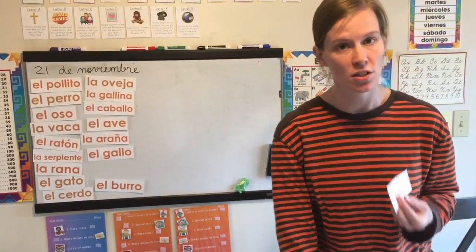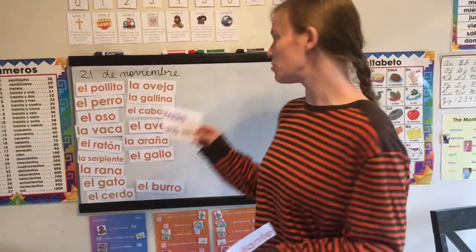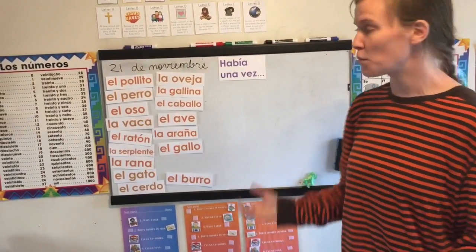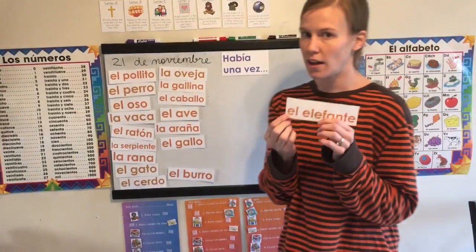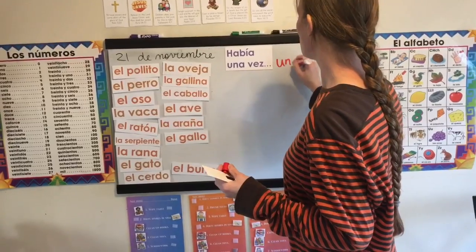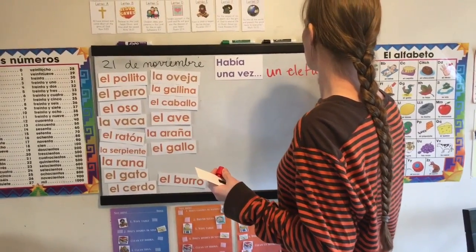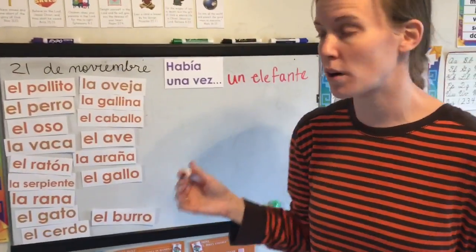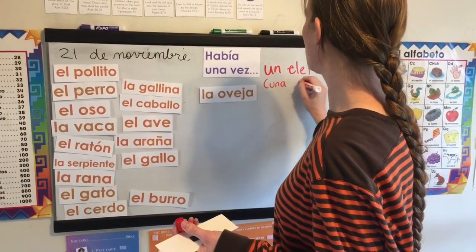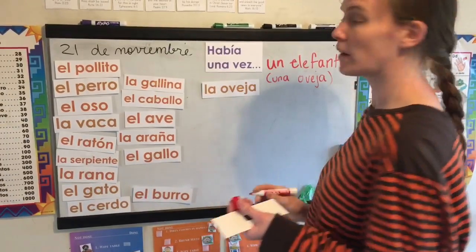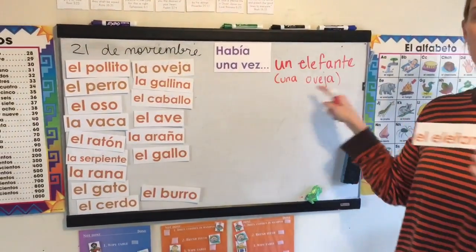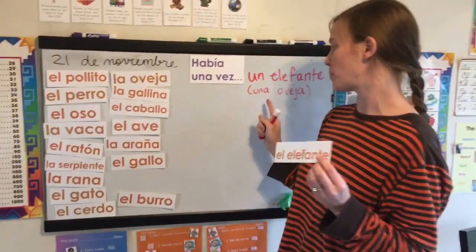In English we say once upon a time. In Spanish you say había una vez. So I want to say once upon a time there was an elephant. This doesn't say an elephant, it says the elephant. So I'm going to say había una vez un elefante. And if it were a girl word, a female word like oveja, you would say había una vez una oveja. All right? So now I have introduced my character. El elefante is going to be the protagonist, the main character of my story.